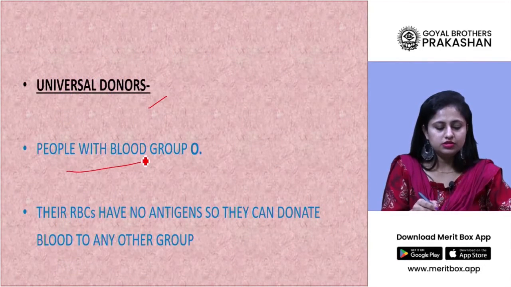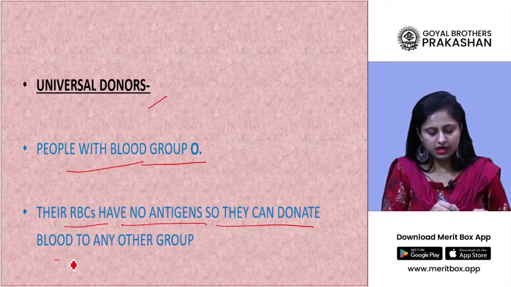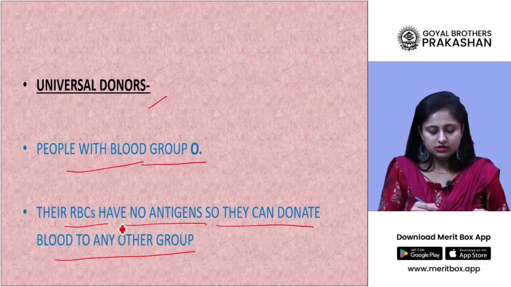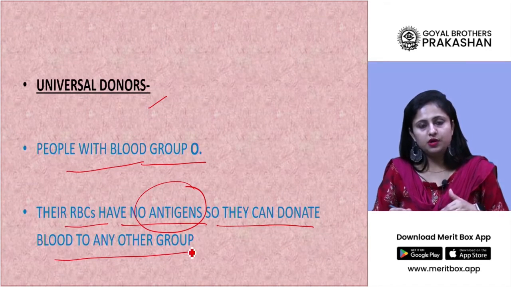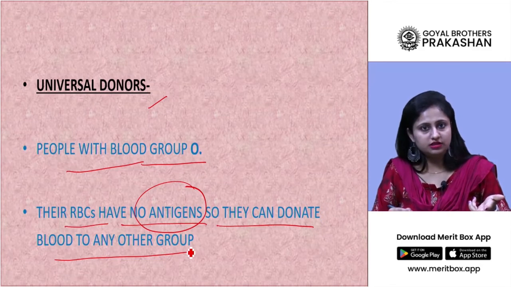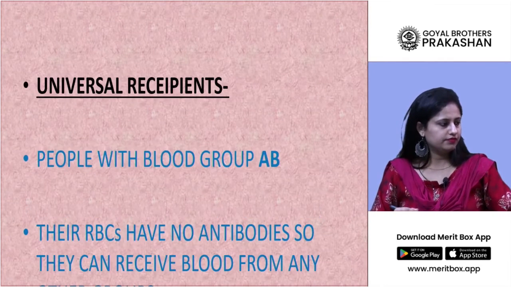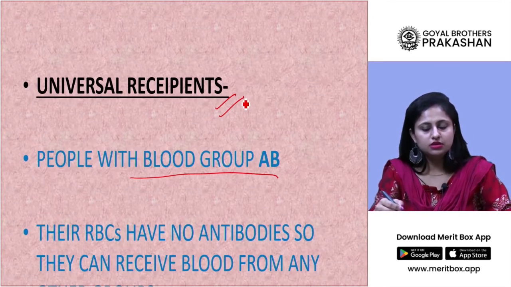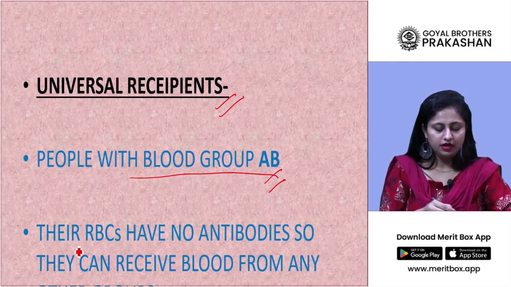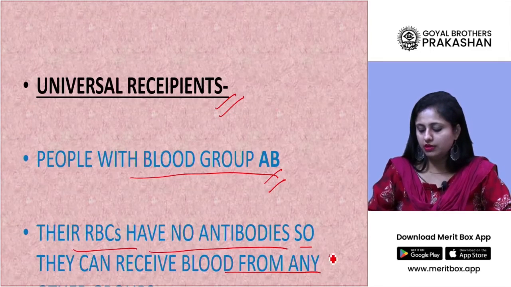The same is written here: universal donors are the persons with blood group O. Their RBCs have no antigens, so they can donate blood to any other group. Since they have no antigens present on their RBCs, the recipient's antibodies cannot recognize any foreign bodies on the surface, so no type of response can be shown. Next is universal recipients. Universal recipients are the persons who carry blood group AB type. Their plasma has no antibodies, so they can receive blood from any blood group.